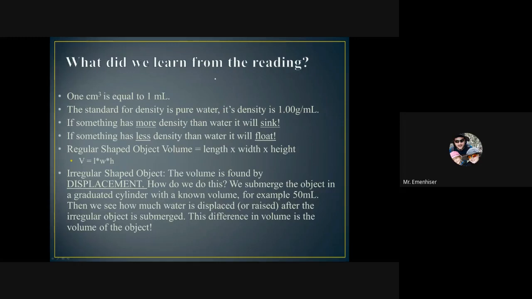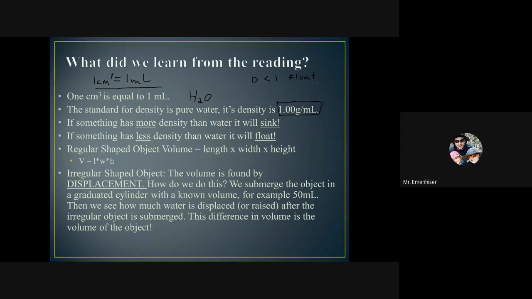What did we learn from the reading? We already said this, but 1 cubic centimeter is equal to 1 milliliter. The standard for density is pure water. That means water with nothing else in it. It's pure H2O, high quality H2O. The density of high quality H2O is 1 gram per milliliter. So water is defined as 1 gram per milliliter, and if something has a density less than that, so if the density is less than 1, it'll float.